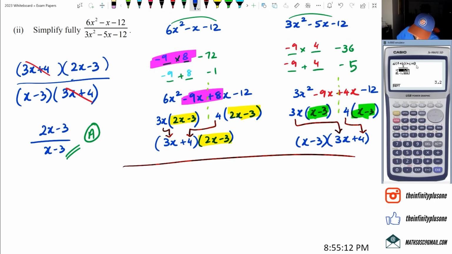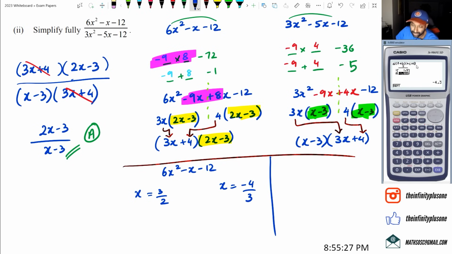So this is the problem here, right? Let me take this 6x squared minus x minus 12, and I've basically found two solutions. My first solution is x equals 3/2, and my second solution is x equals -4/3. Right, now those are my two solutions. Remember that when you want to find a solution for a quadratic, you solve it, put it equal to 0, and rearrange.